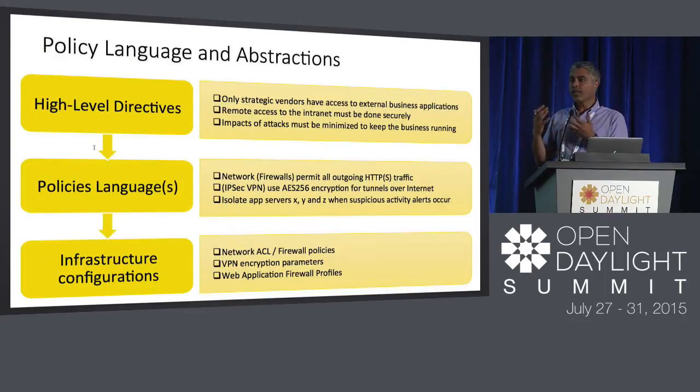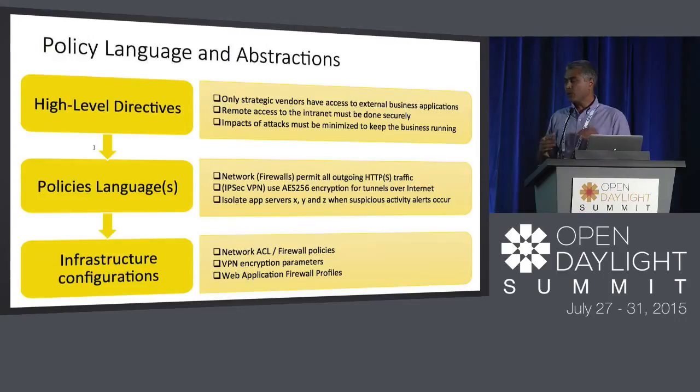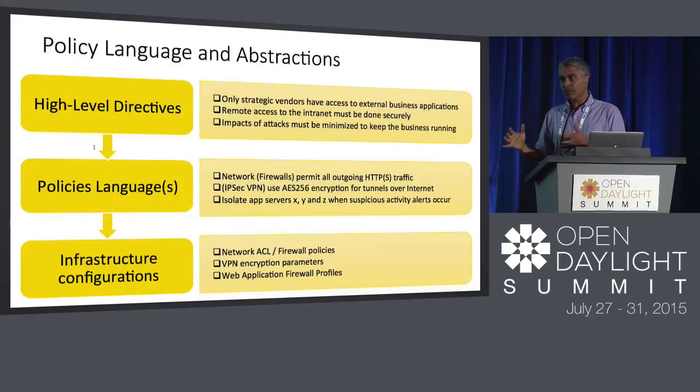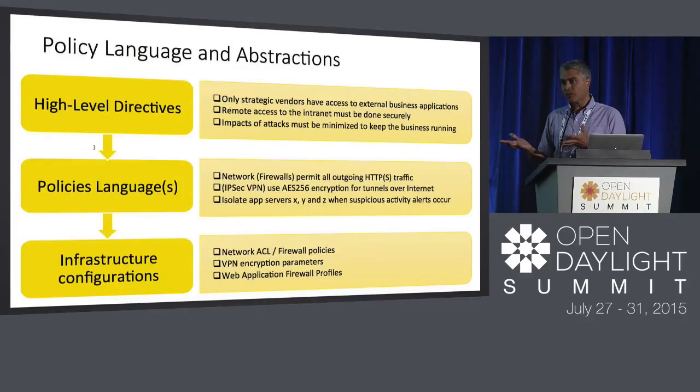You're saying, okay, I want this to happen in my infrastructure. So I want only strategic vendors to have access, or I want all my web traffic to be encrypted, things like that, right? The next level is the actual policy language, where you're talking about, okay, now my firewall. This is where some of the work that's happening right now at ODL and some of the other places comes in: I need to permit this traffic, I need to whitelist these servers, or I can allow only this specific traffic. Those are examples for security.